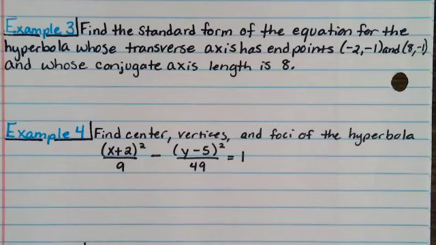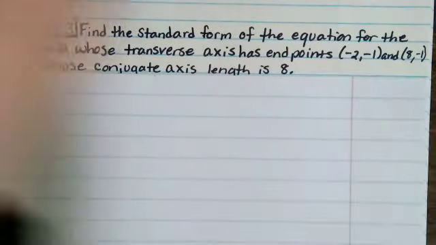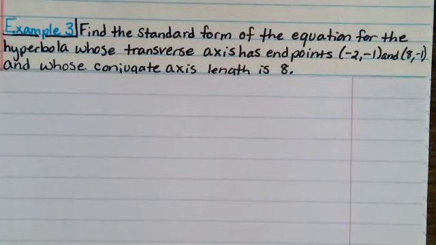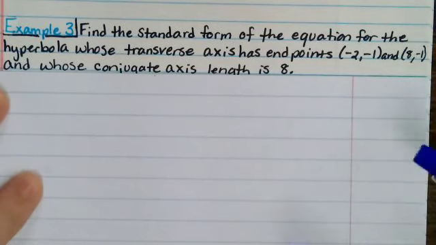And the transverse axis has endpoints (-2, -1) and (8, -1), and whose conjugate axis length is 8. So I should be able to get the A and the B value pretty nicely because they're giving me information about my transverse axis, which will help me with A, and the conjugate axis, which will help me with B. And I should be able to see halfway between these points should be where my center is.